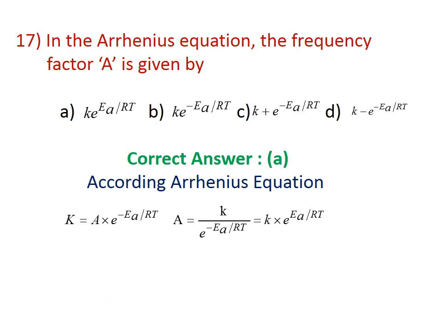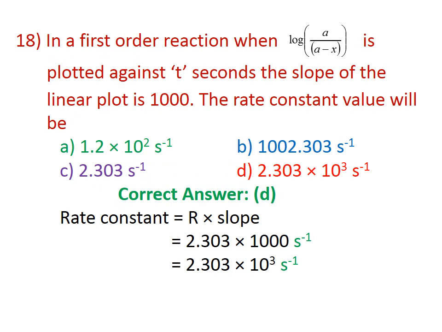17. In the Arrhenius equation, the frequency factor A is given by, you know very well, the rate constant K will be equal to A into e power of minus Ea by RT, and A will be equal to K by e power of minus Ea by RT. The e power of minus Ea by RT goes from the denominator to the numerator, so the minus becomes plus: A equals K into e power of Ea by RT. Therefore, the correct option is A. The frequency factor A will be equal to the rate constant K into e power of Ea by RT. Option A is correct.